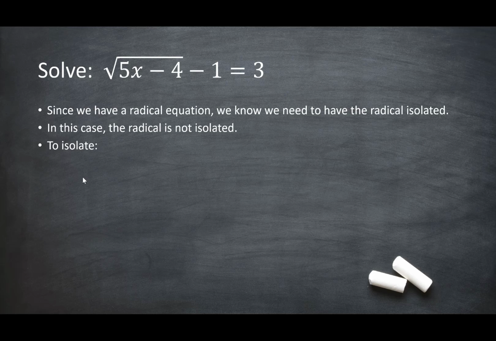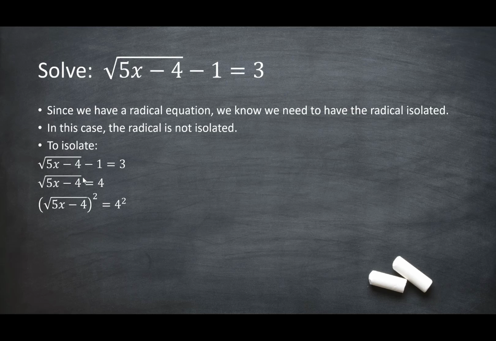So what we're going to have to do first is to isolate the radical. So note, to do that, all I have to do to get it all by itself is to add 1 to both sides. So adding 1 to both sides gives me that the square root of 5x minus 4 is equal to 16. All right, and now to remove the radical, I will square both sides.